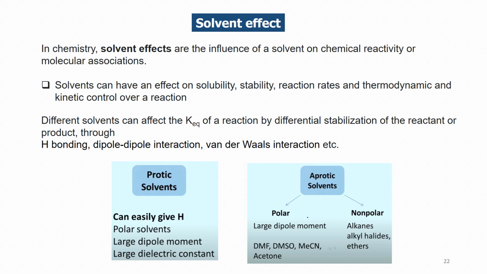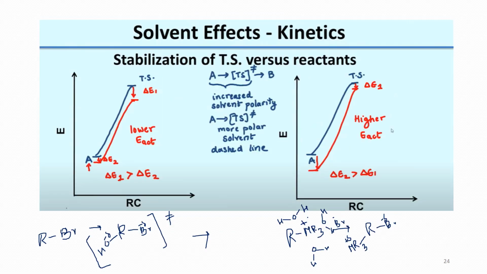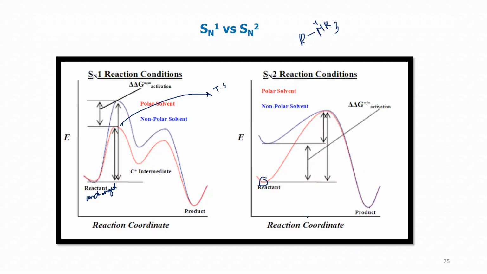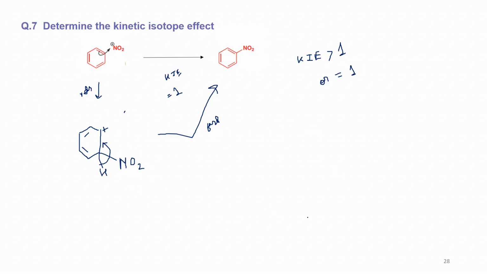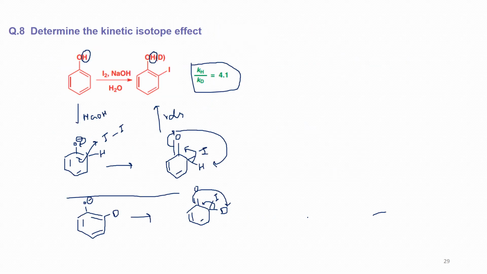Then we discussed the solvent effect and how it controls the kinetics of a reaction. Then what is the effect in the case of SN1 and SN2 reactions. Then we discussed the kinetic isotope effect and what the primary kinetic isotope effect is, and two examples based on that. We will continue this kinetic isotope effect in the next class, and we will discuss the secondary kinetic isotope effect as well. Okay, thank you everyone. Have a nice day.